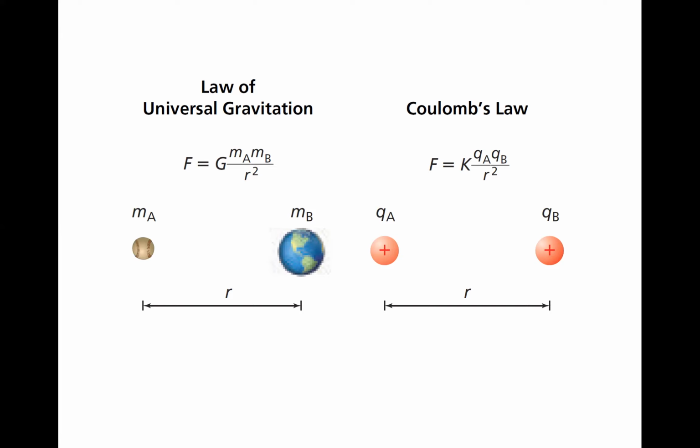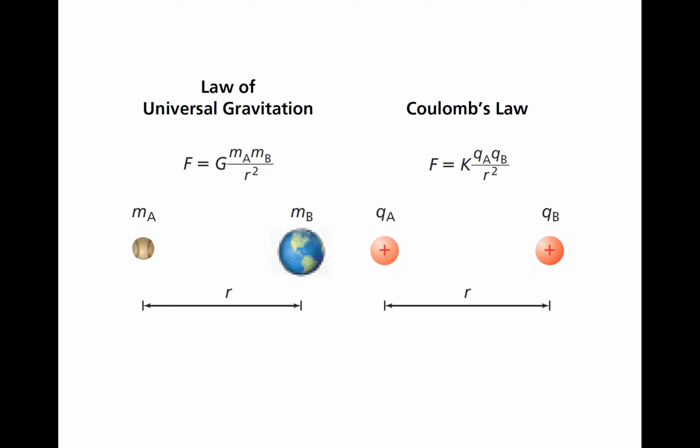Okay, 9 times 10 to the 9th. Look at those two numbers. One of them is something times 10 to the negative 11. The other one is something times 10 to the positive 9. That's a huge difference in value. So it turns out that the electric force is way, way more powerful than the gravitational force.